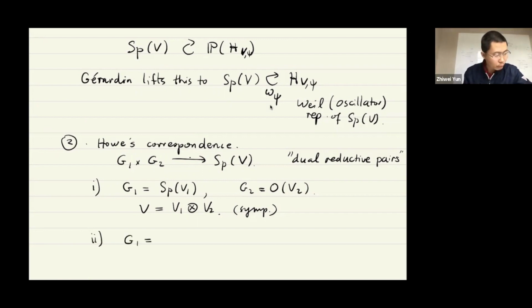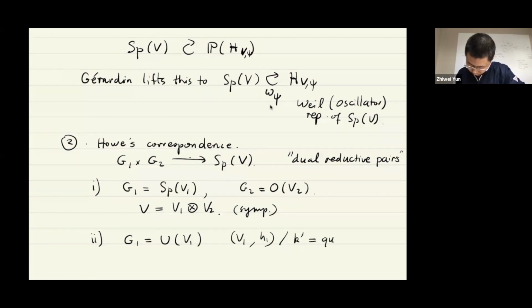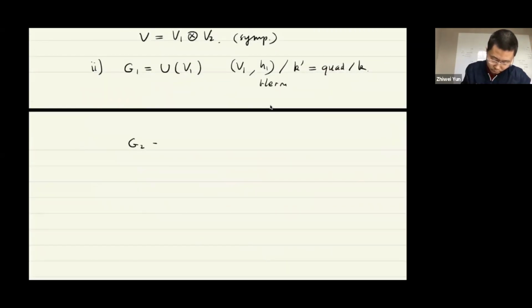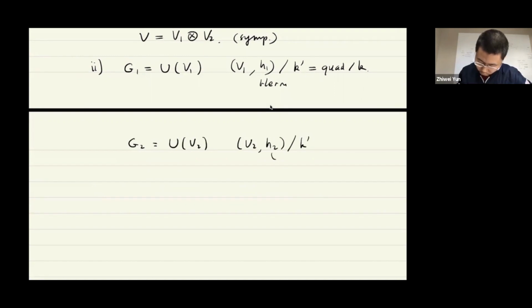But there are two other kinds of irreducible reductive dual pairs. We can take a unitary group. So here V1 is over a quadratic extension K prime over K. This is a Hermitian vector space. And then similarly take V2 equipped with a skew Hermitian form.